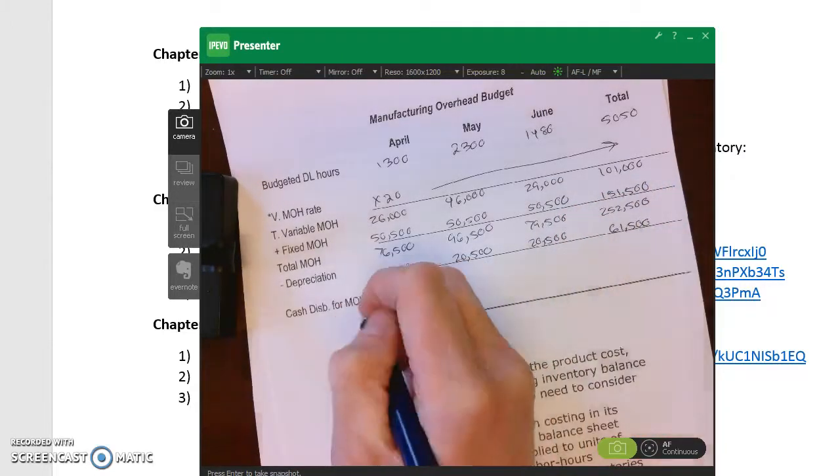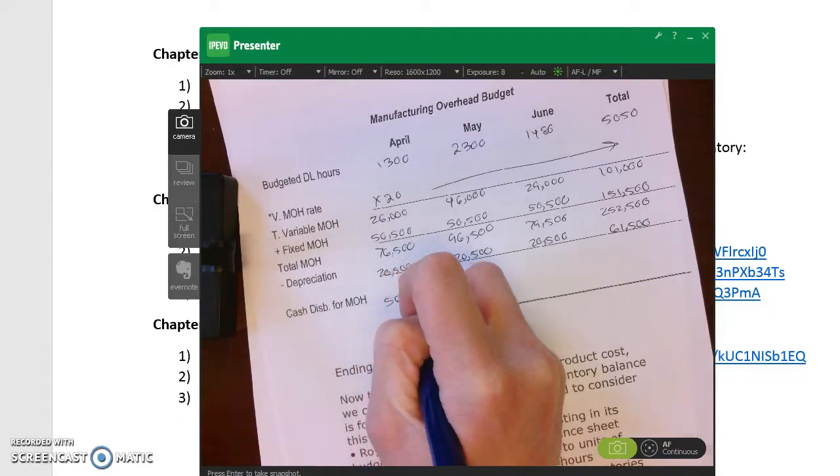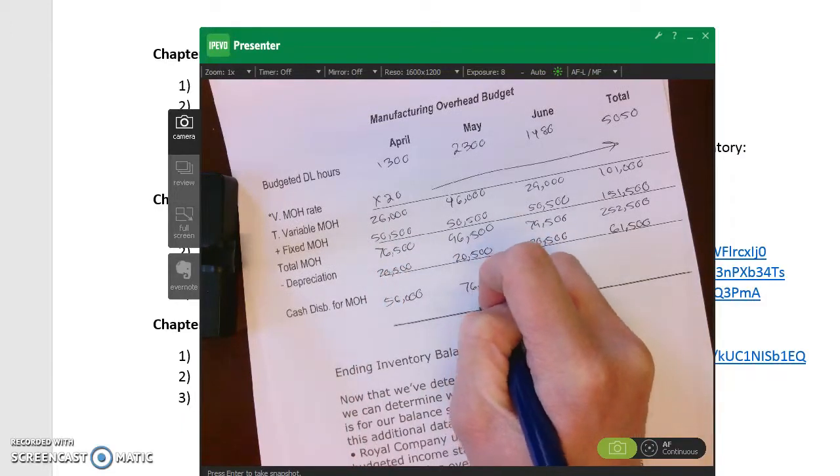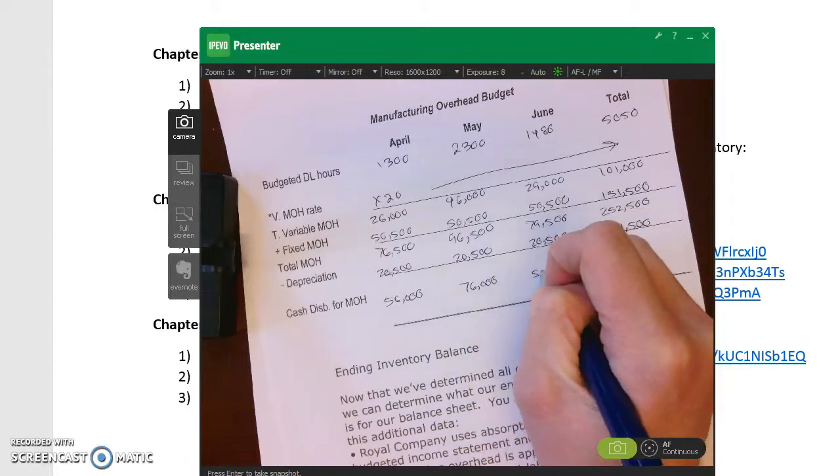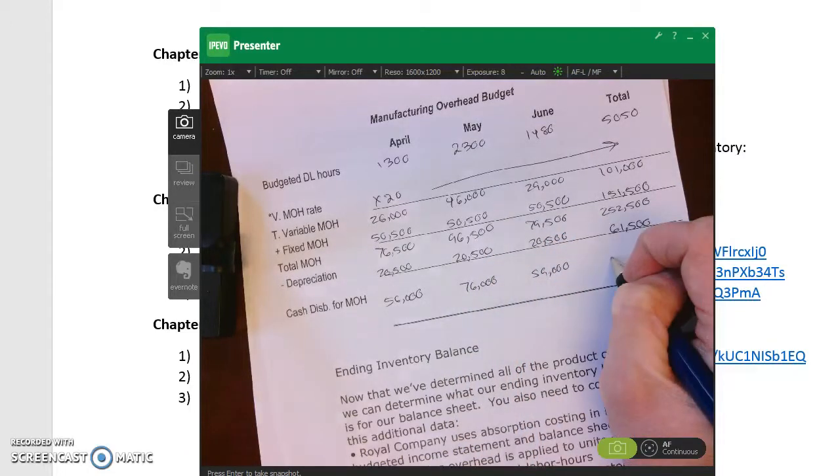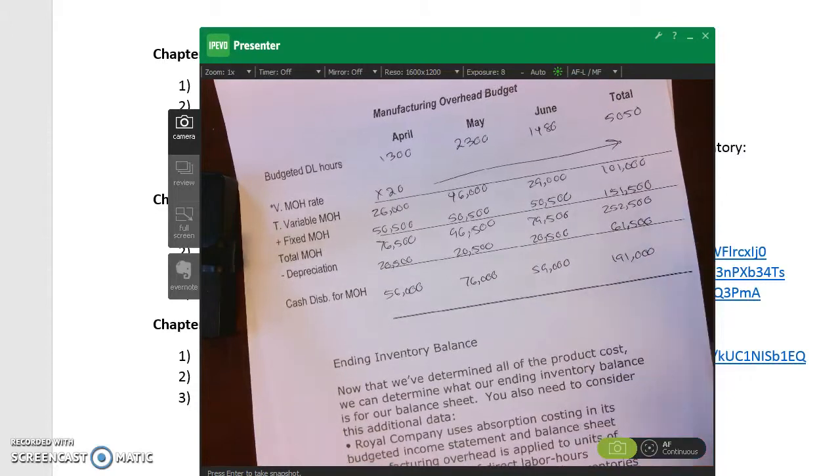And then we get our cash disbursements here, $56,000. $76,000, $59,000, and then $191. Okay? Those are our totals.